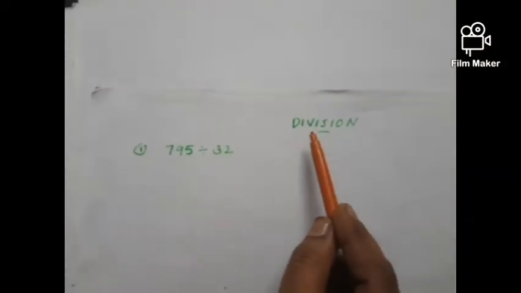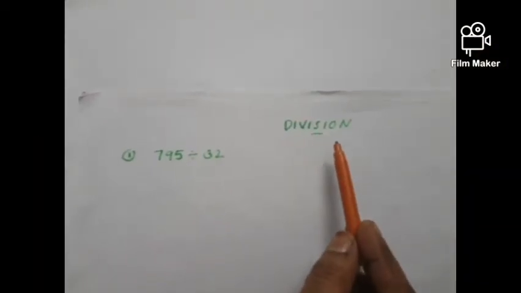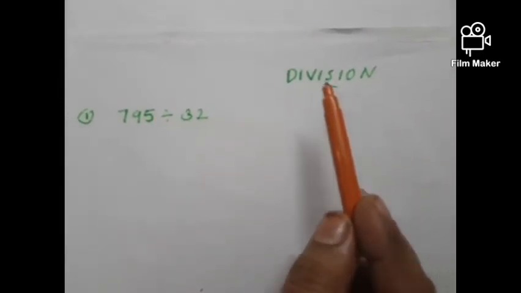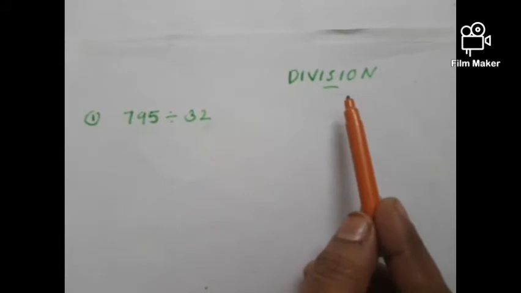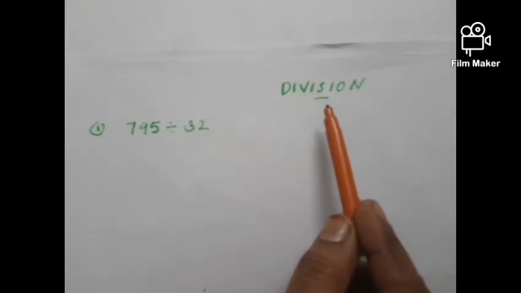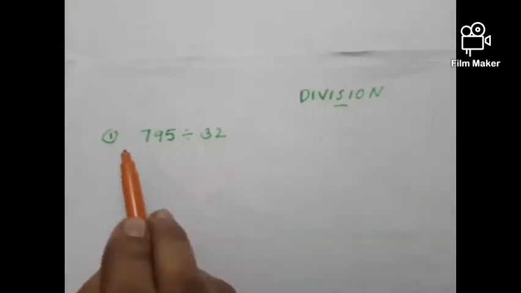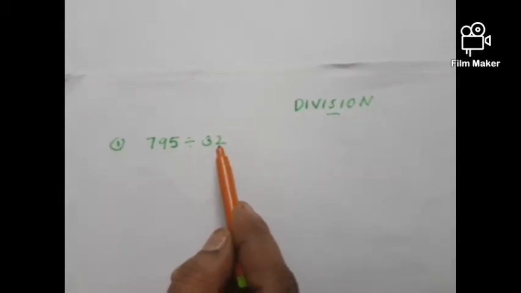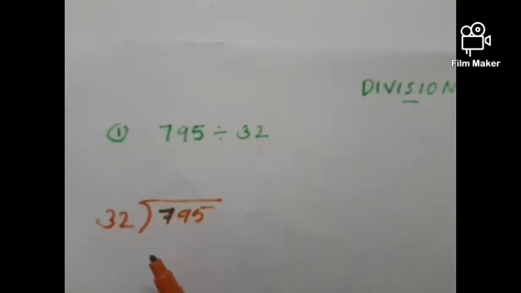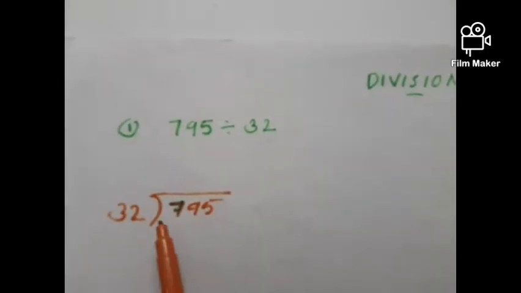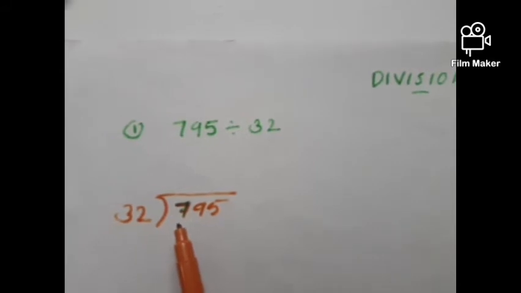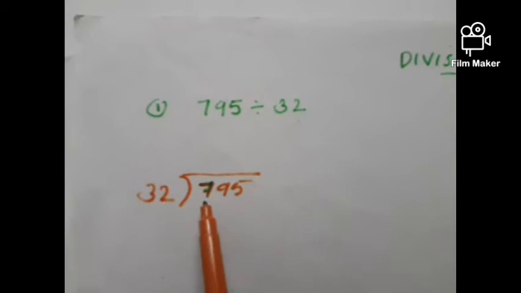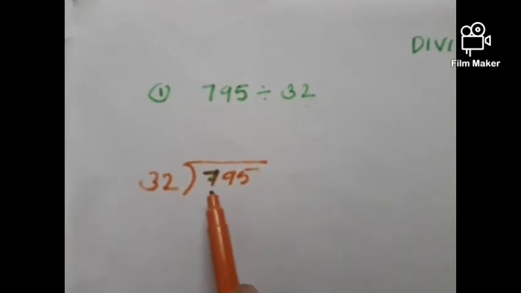How to divide 2, 3 or 4 digit numbers by a 1 digit number, isn't it? Now let us divide 2, 3 or 4 digit numbers by 2 digit numbers. Here is one example for you, 795 divided by 32. Okay children. Divide 795 by 32. Let us consider the first number of 795, that is 7.